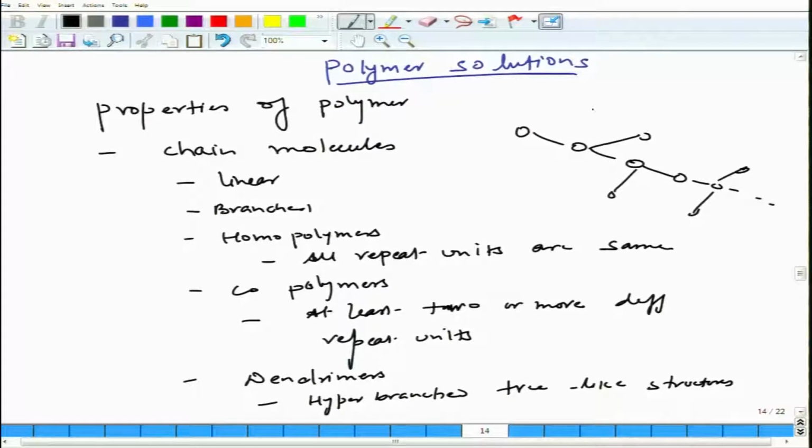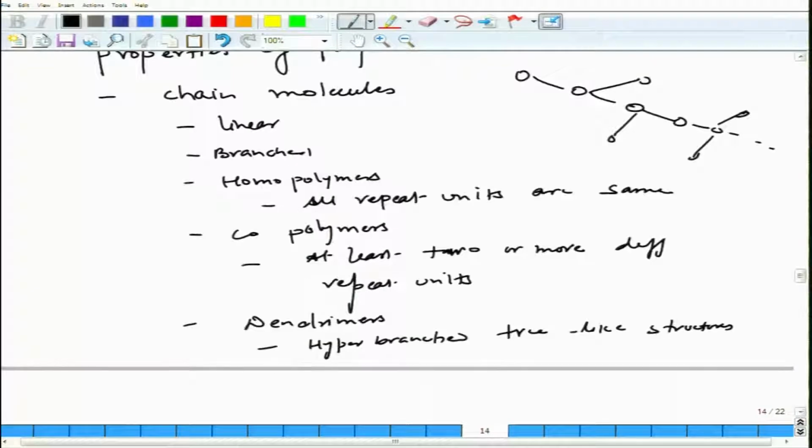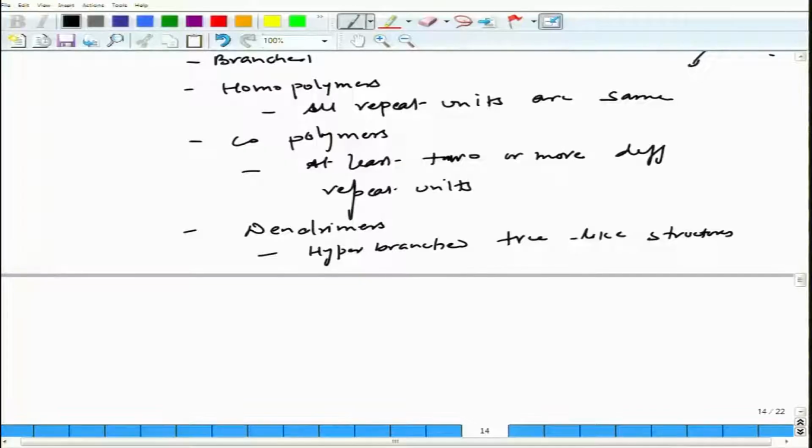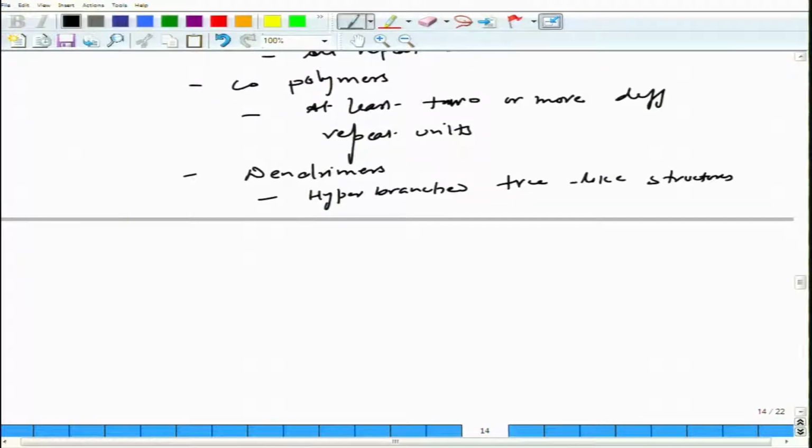Now, the size of the polymer plays a significant role in the properties of the solution, and typical forces such as dispersion and hydrogen bonding play a significant role in such cases, and they basically govern the thermophysical properties of the polymeric solutions. So, the size plays a big role. Now, these polymers can exhibit different kinds of structures also.